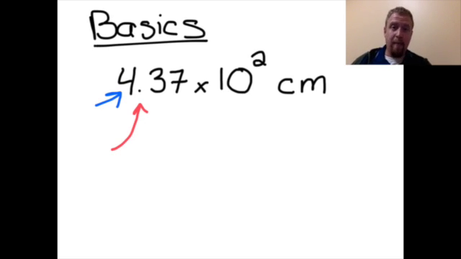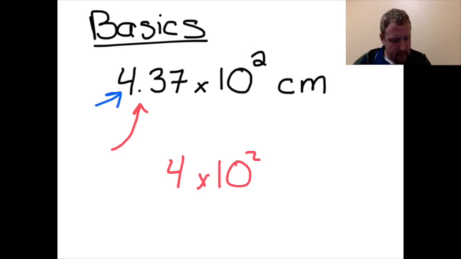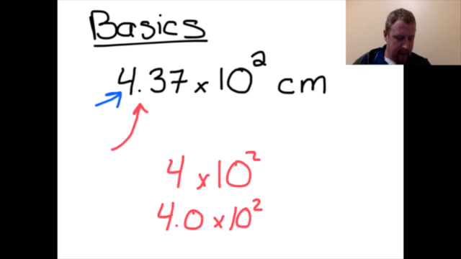Now, there may or may not be anything after that decimal. Let me give you an example of what this would look like if there was nothing after the decimal. It might look like this: 4 times 10 squared. The decimal's really there, even though it's not physically there. But it still is there. This would be very similar to 4.0 times 10 squared. They have almost exactly the same value, but they're still 4 being multiplied by 10 squared. And we can see that.